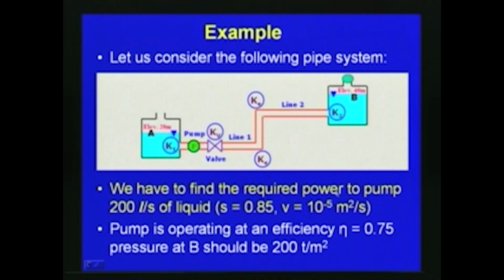So, we have to find the required power to pump 200 liters per second of liquid with a specific gravity 0.85 and kinematic viscosity 10 to the power minus 5 meter square per second. This is the problem, and the pump is operating at an efficiency eta equal to 0.75, and the pressure at B should be 210 per meter square. So, the reservoir or tank at B is under pressure of 210 per meter square, but at A it is open to atmosphere.